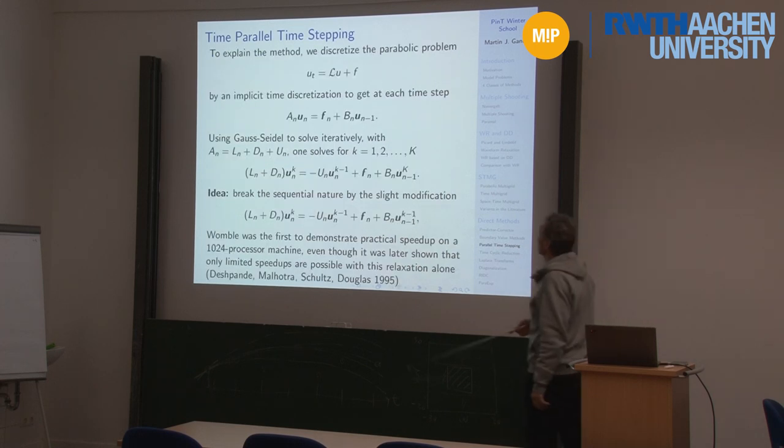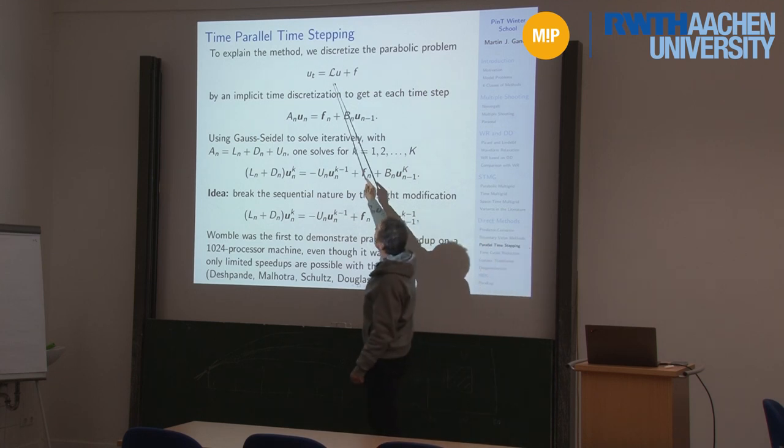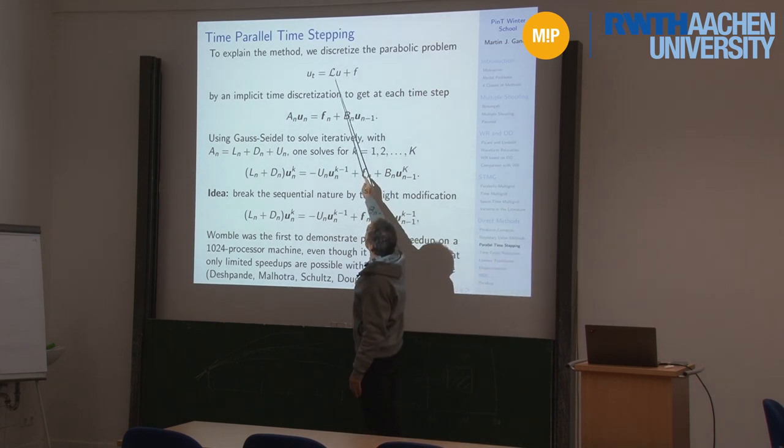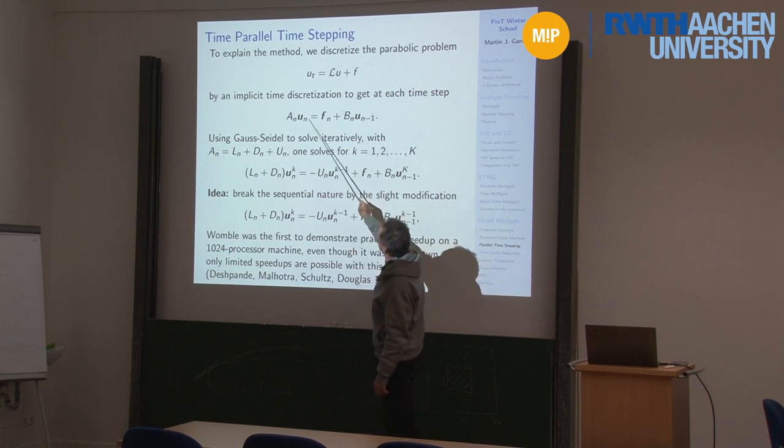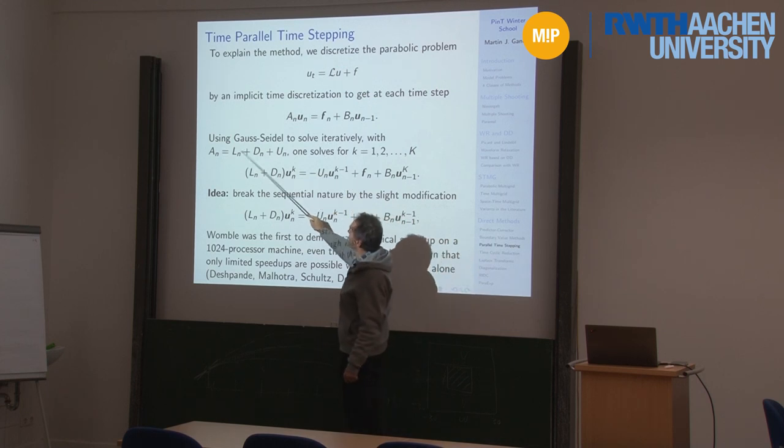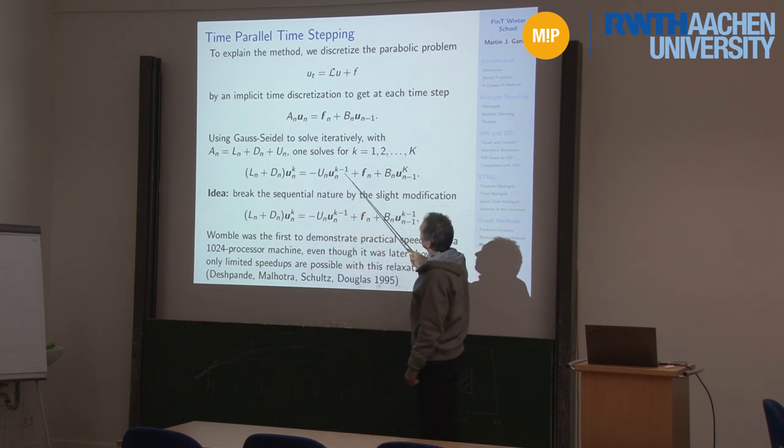So here I take again the same example that I had for Hackbusch. This could be a heat equation. You write this as a matrix equation. You discretize with Euler, and you discretize in space. You get a matrix equation of this form. And now you do again the LDU decomposition. And then, for example, you can take Gauss-Seidel. You keep this on the left, and you put the U on the right.